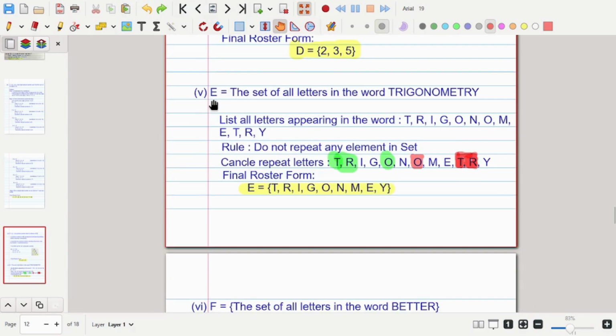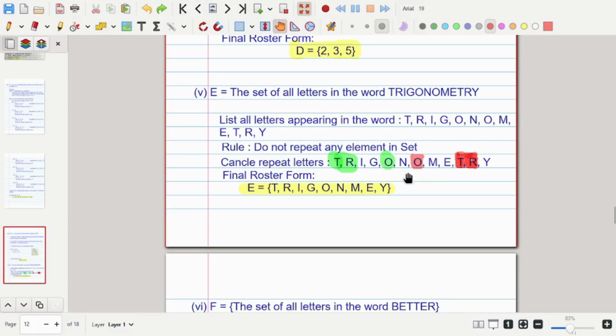Fifth, E, the set of all letters in the word trigonometry. List all letters appearing in the word: T, R, I, G, O, N, O, M, E, T, R, Y. What is the rule? The rule is that we do not repeat any element in the set.